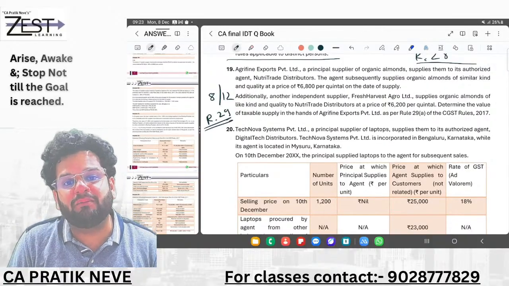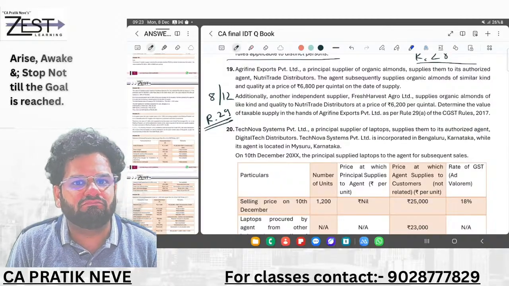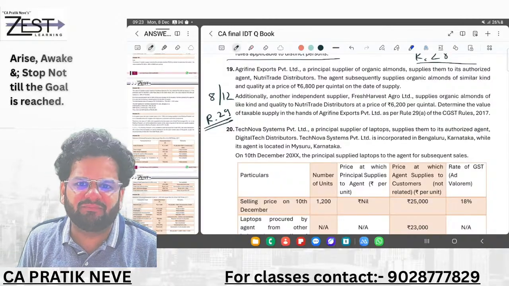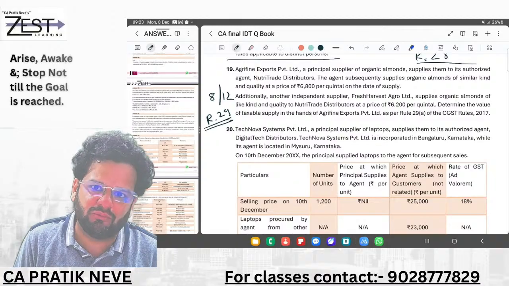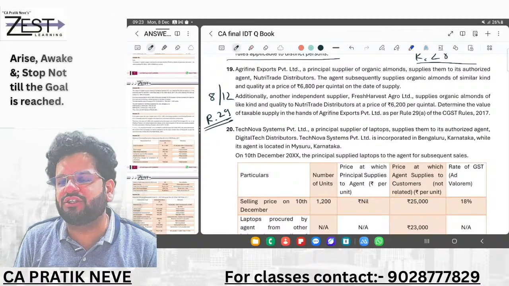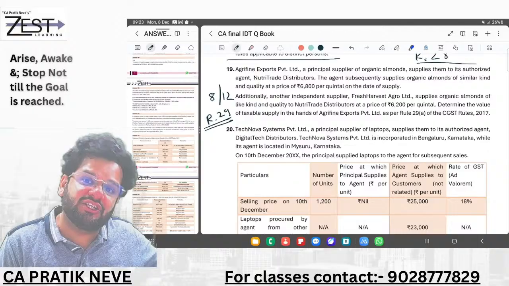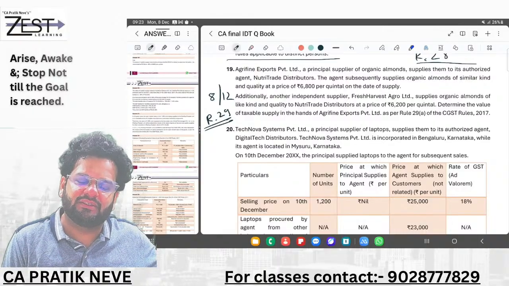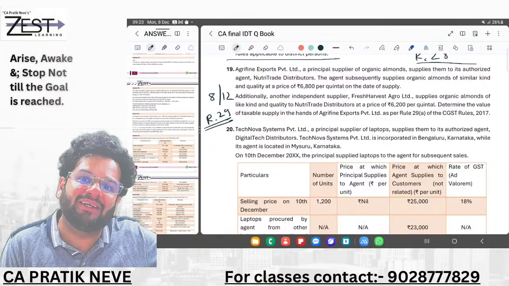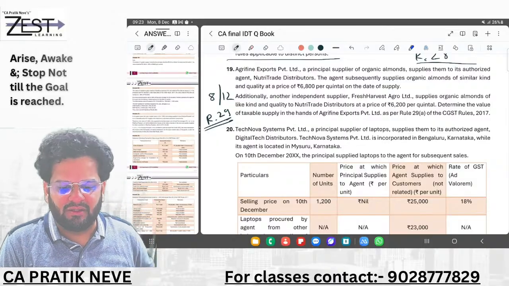Okay, but if open market value is not there, there's an optional way of valuation also. Optional way of valuation is at what price agent is selling those goods, selling such goods, of that you may take 90%.